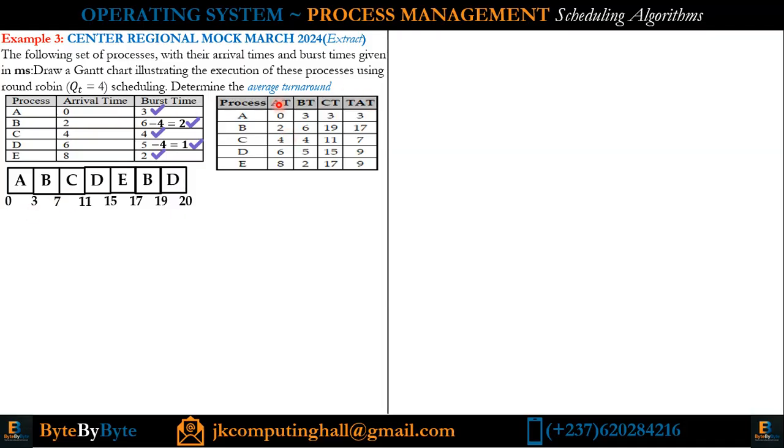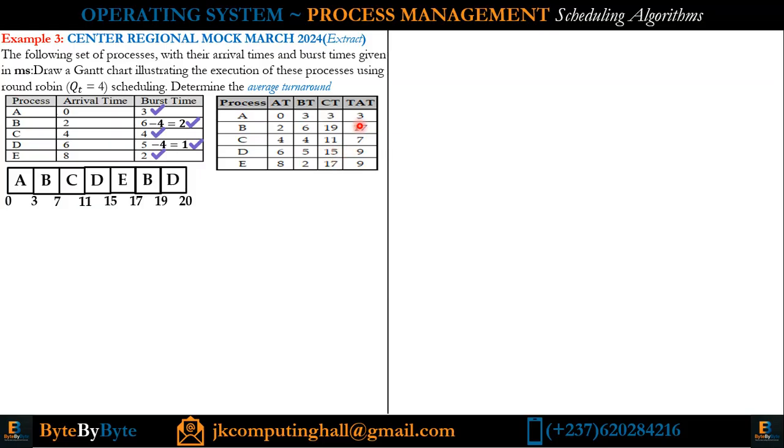So that is the table. The arrival time and burst time as given. Completion time: A finishes at 3, B finishes at 19. So when you see that B has 2 instances here, you take the last instance. So B completes at 19, C completes at 11, D at 20, not 15, there's an error. D completes at 20, sorry, D completes at 20. Then E completes at 17.